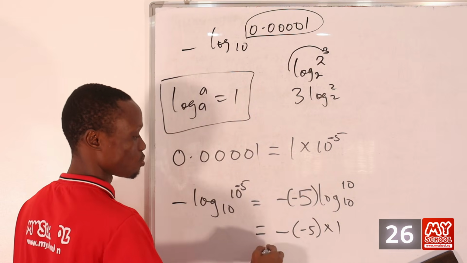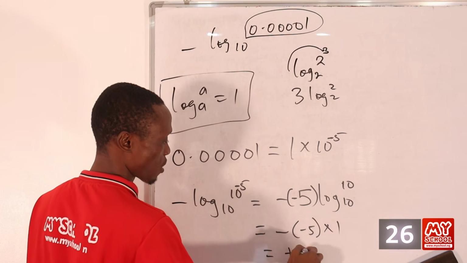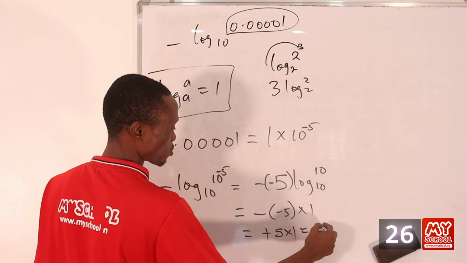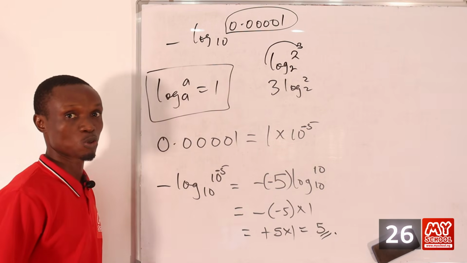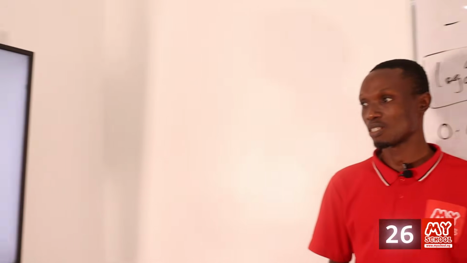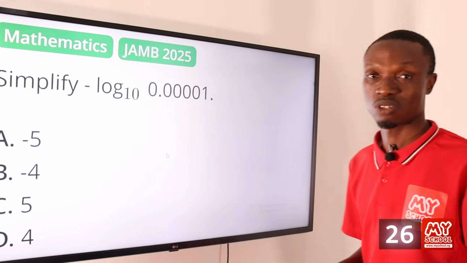Minus times minus will be equals to plus, right? So you'll be having 5 times 1, so that will be equals to 5, okay? So let's return back to the screen to pick the correct answer to this question, and that is option C, 5.